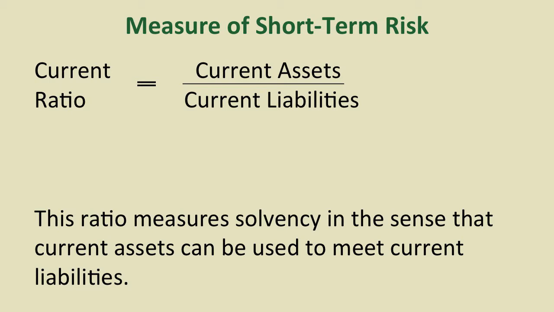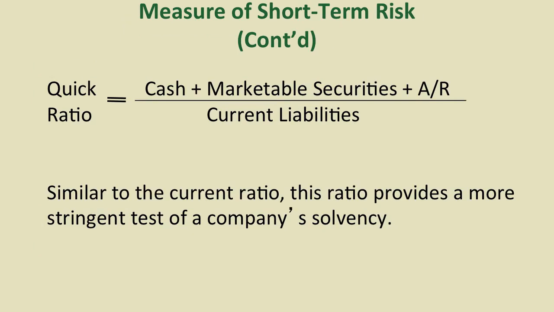So this ratio measures solvency in the sense that current assets can be used to meet current liabilities, and hopefully this ratio is higher than 1 for a company. The second ratio we're going to talk about to measure short-term risk is quick ratio. So quick ratio here is very similar to current ratio. We're still talking about current liabilities, whether this company has capability to pay off current liabilities in time.